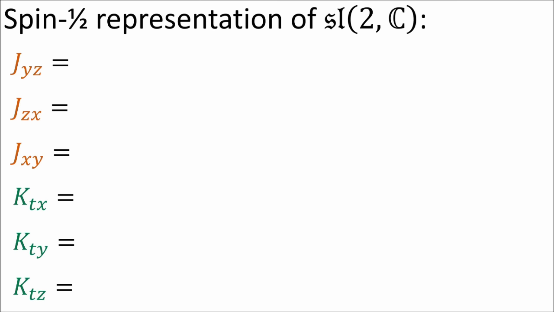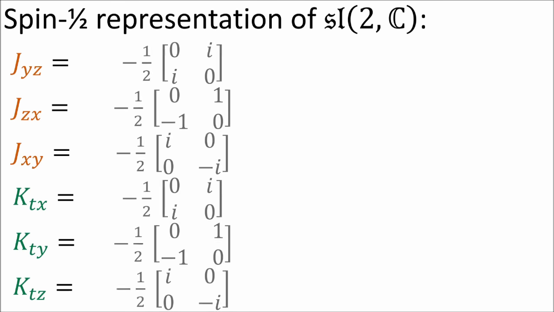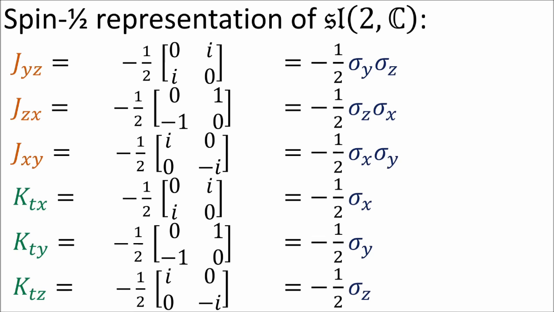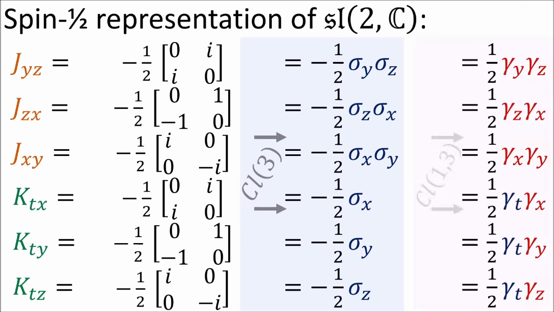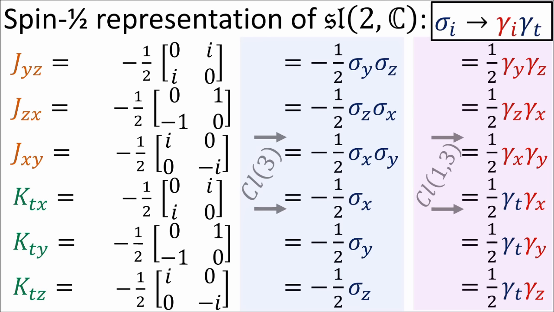So the generators of the Lie algebra SL2C can be interpreted as matrices, as bivectors and vectors from the Clifford algebra CL3, and also as bivectors from the spacetime algebra CL13, if we use this mapping here between the sigmas and the gammas. These bivectors in CL13 can be thought of as the equivalent of quaternions, but for four-dimensional spacetime.